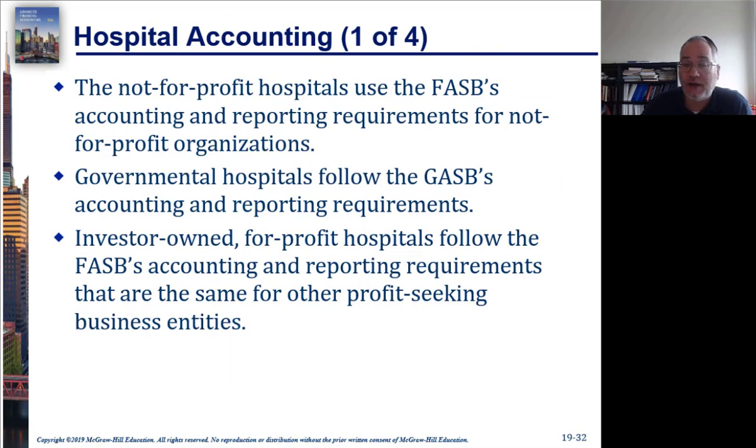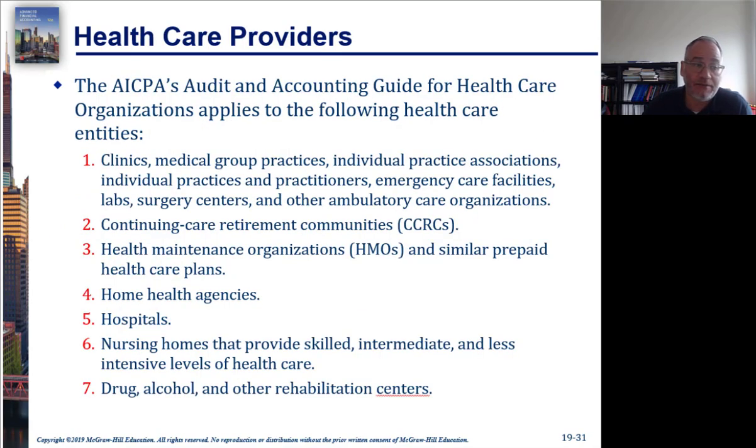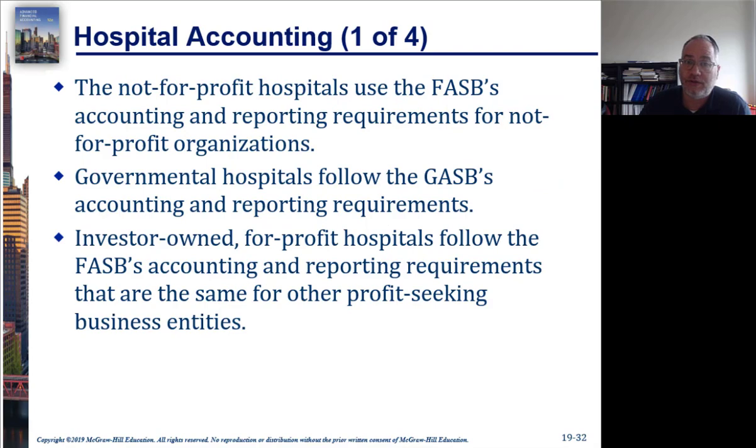And not-for-profit hospitals are also going to use the various FASB rules for not-for-profit organizations. So it's kind of a combination, and the FASB rules come first, by the way, according to the hierarchy of GAAP. In the hierarchy of GAAP, of course, the Accounting Standards Codification would always come first, but a second guide is going to be this AICPA guide here, which is very helpful.